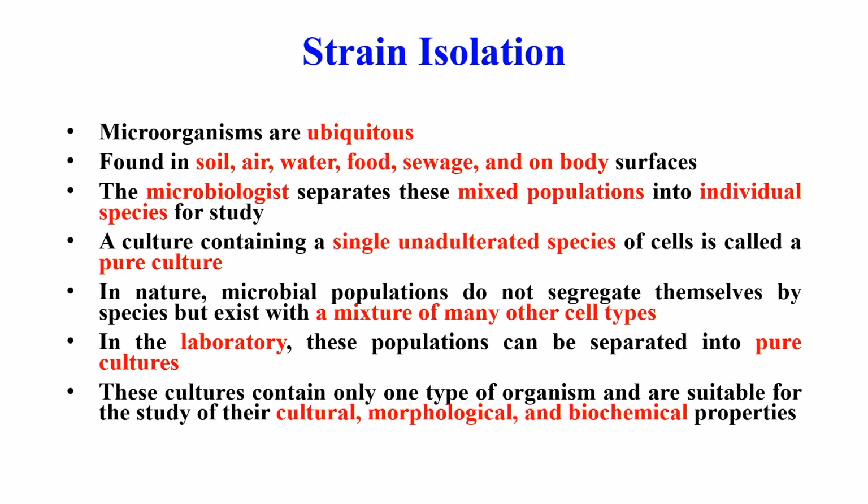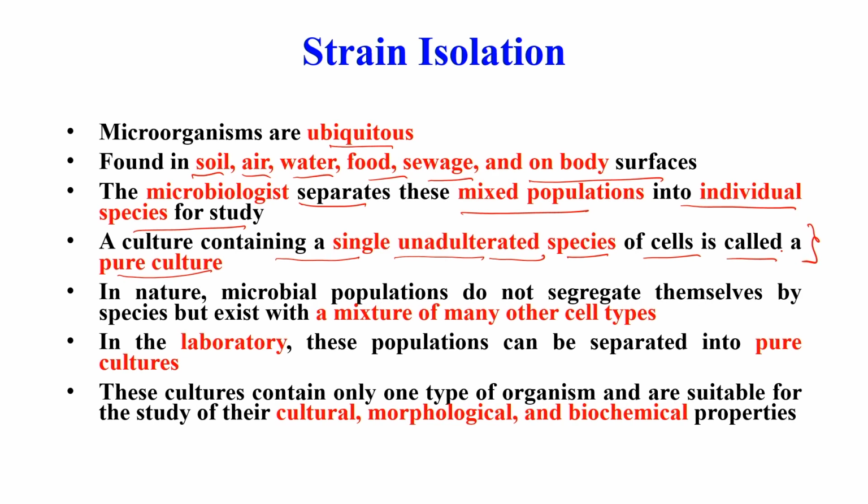As I told, microorganisms are ubiquitous and they are found everywhere: in soil, air, water, food, sewage and on body surfaces. The role of the microbiologist is to separate the mixed population into individual species, and the culture containing a single unadulterated species of cell is called a pure culture. So, one needs to identify the pure culture.